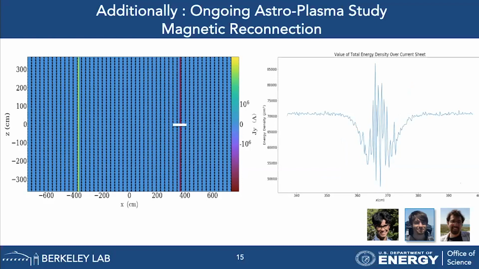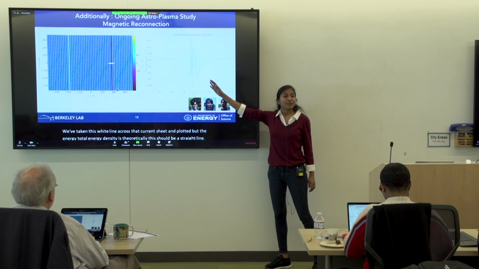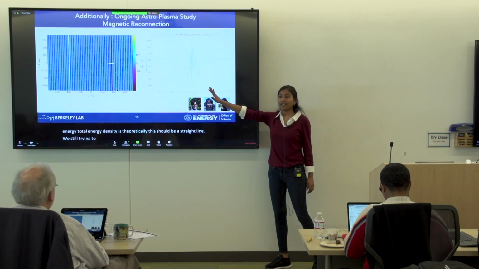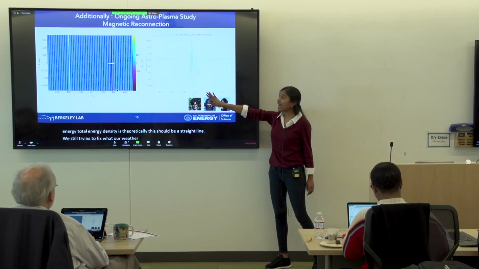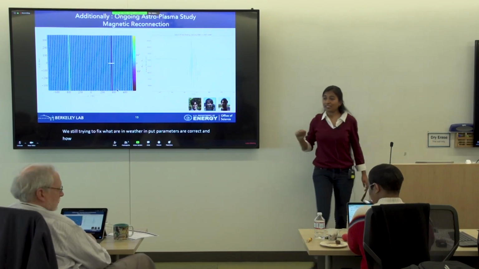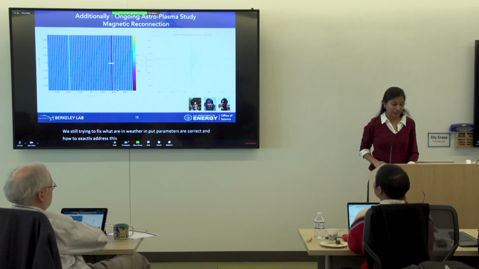We have taken this white line across that current sheet and plotted what the total energy density is. Theoretically, this should be a straight line. We're still trying to fix whether our input parameters are correct and how to exactly address this. But once that's done, magnetic reconnection is on its way.